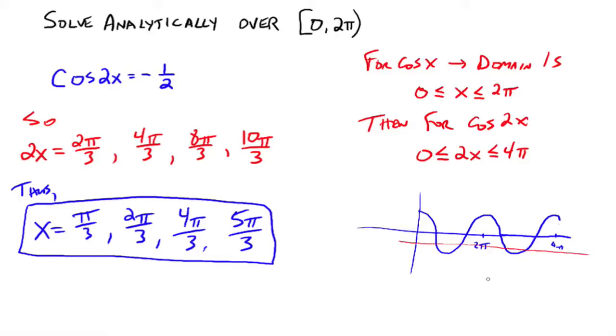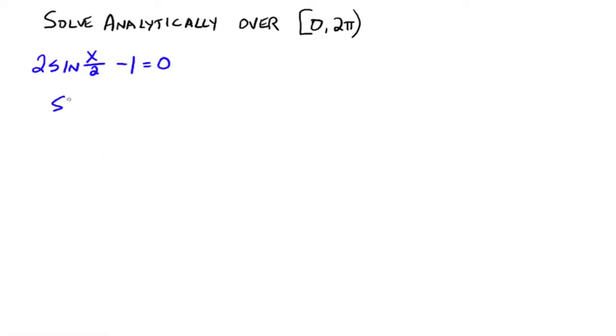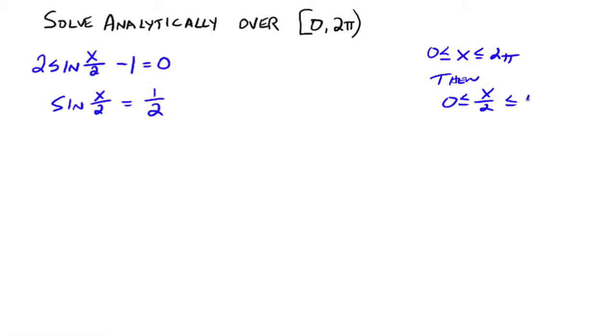All right, so let's look at the next one. The first thing we want to do is to isolate the trig function. So sine of x over 2 equals 1/2. Now, normally we've got x going between 0 and 2 pi, so where is x over 2 going to be between? Then 0 is less than or equal to x over 2, less than or equal to pi.